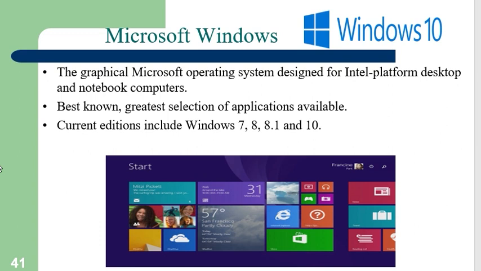And coming to Microsoft Windows, I think everybody has an idea about this Microsoft Windows because it was used by many people. The graphical Microsoft operating system designed for Intel platform desktop and notebook computers. It is best known for the greatest selection of applications available. Current editions include Windows 7, 8, 8.1 and 10. Nowadays also the 11.